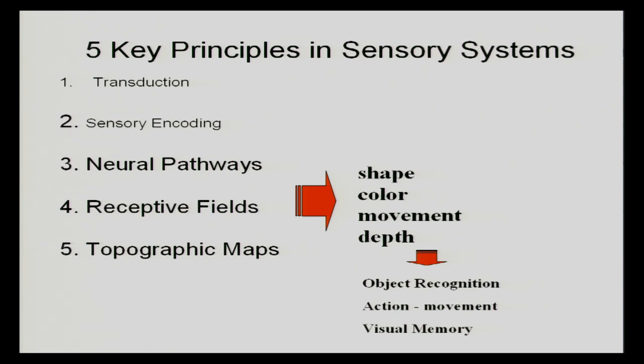And remember, we put this into the perspective of saying that we wanted to look at transduction, sensory encoding, and then neural pathways. Receptive fields and topographic maps are those things that, when combined, lead to our perception of shapes and colors and depth and to these higher level parts of object recognition.